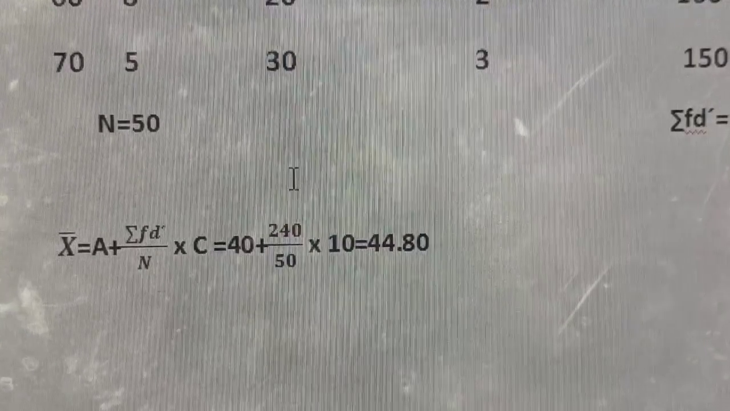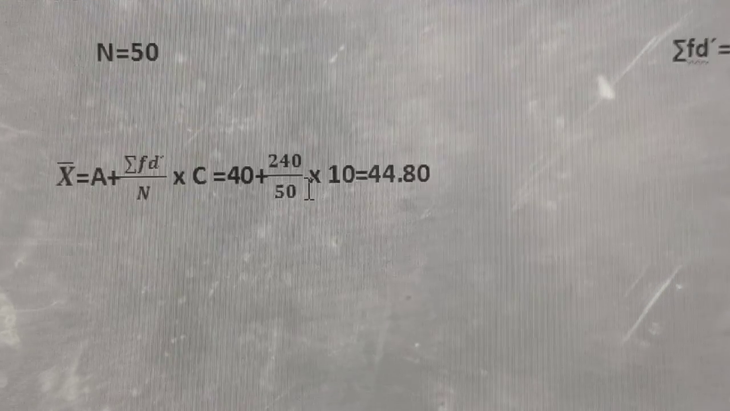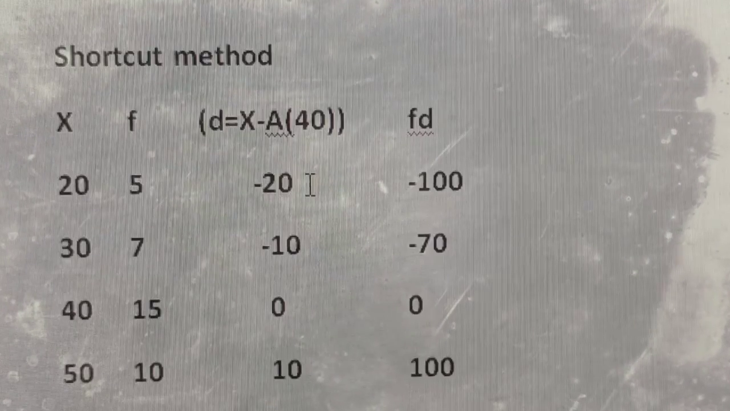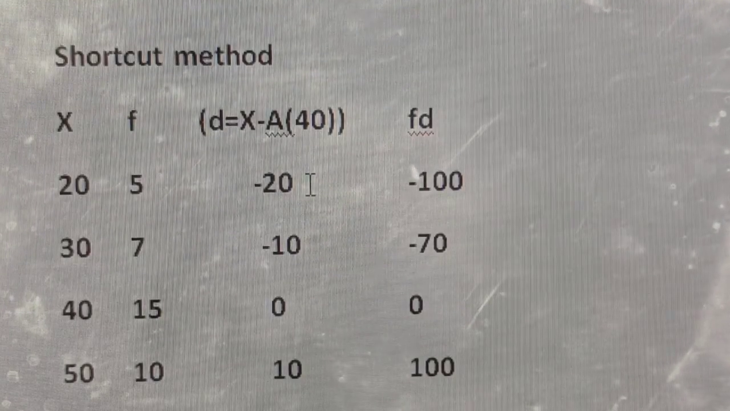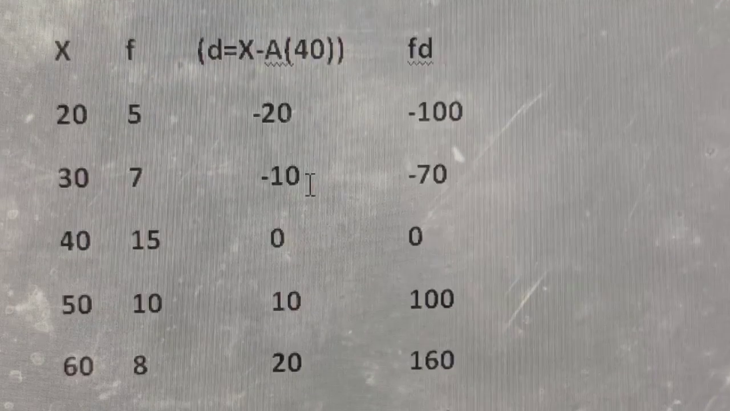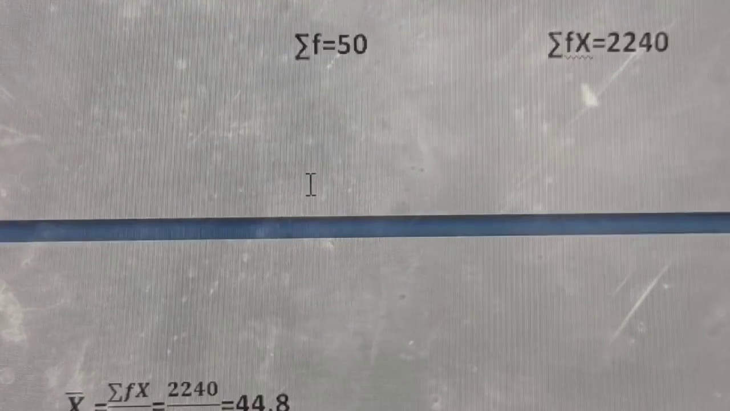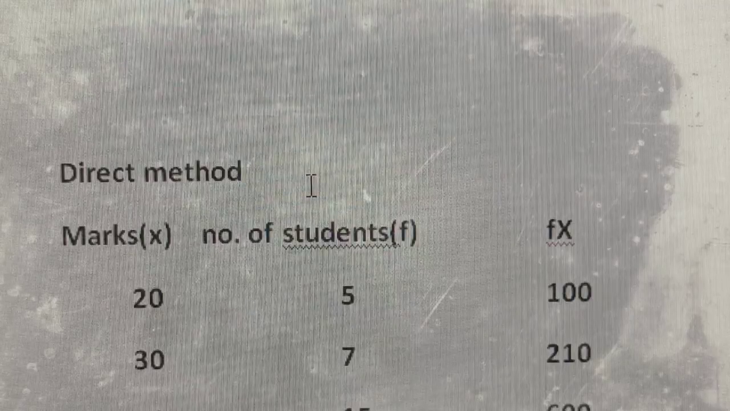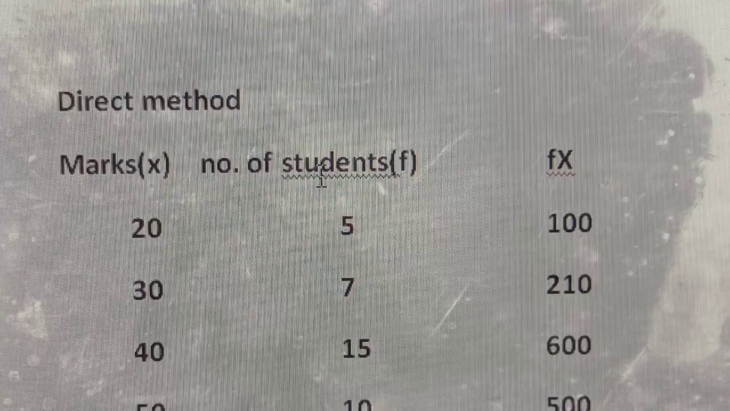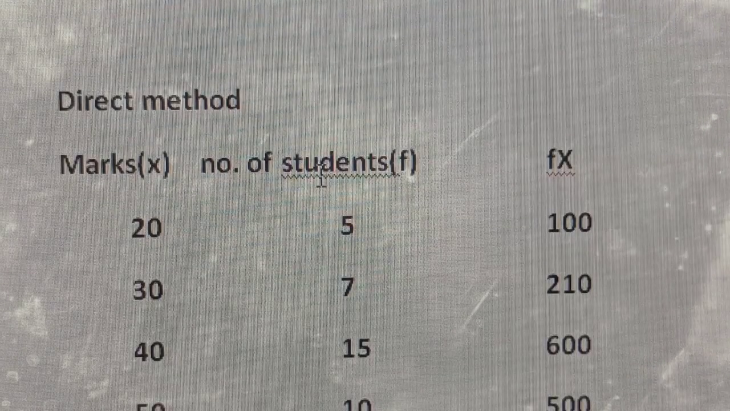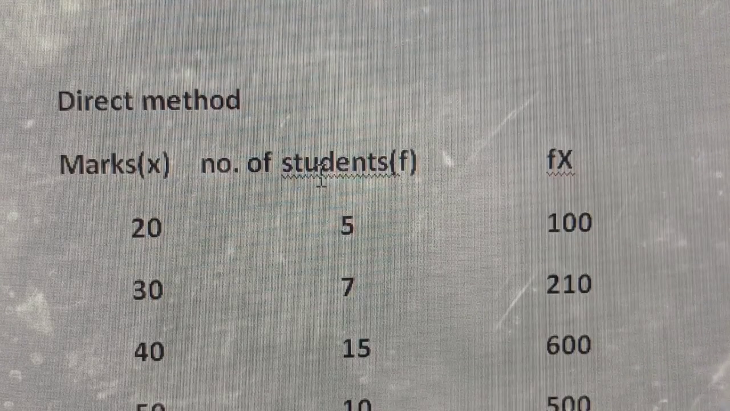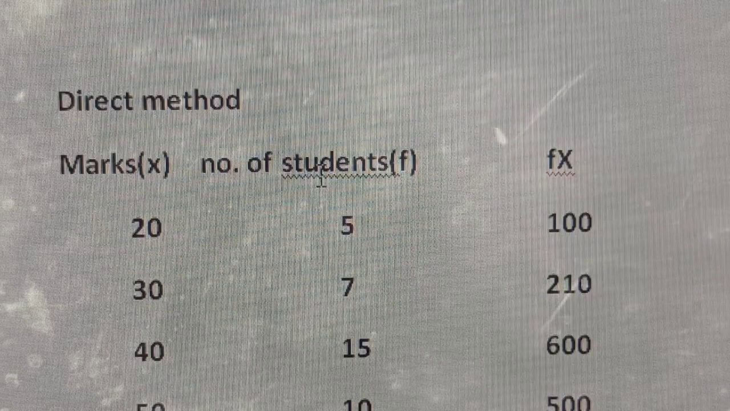So as we can see, in both the step deviation and shortcut methods we have got the same value. So this was all about calculation of arithmetic mean in step deviation method, shortcut method and direct method, and the question was in a discrete series. In the next class we will see how to find the arithmetic mean in a continuous series.